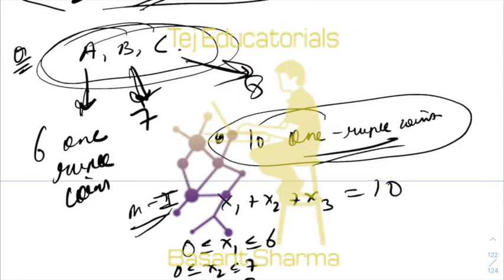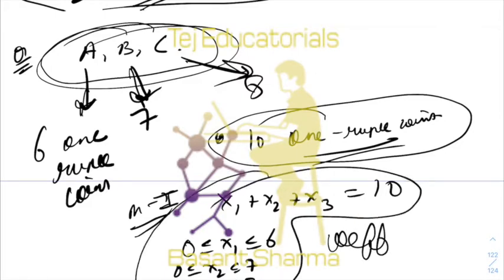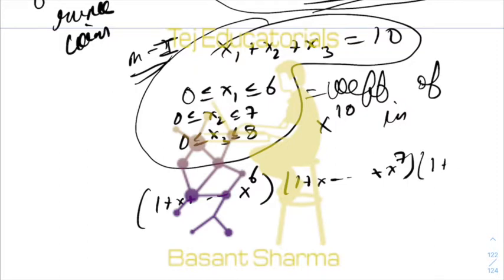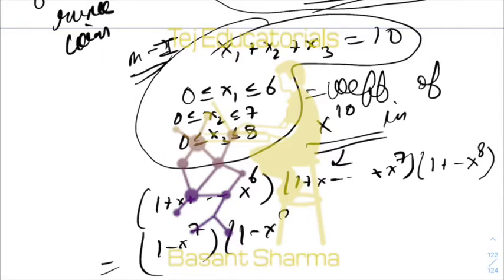And the number of solutions to this is nothing but the coefficient of x to the power 10 in 1 plus x and so on till x to the power 6, into 1 plus x plus so on till x to the power 7, into 1 plus x so on till x to the power 8. So you want to find the coefficient of x to the power 10 in this. So this is nothing but 1 minus x to the power 7 into 1 minus x to the power 8 into 1 minus x to the power 9 into 1 minus x to the power minus 3.